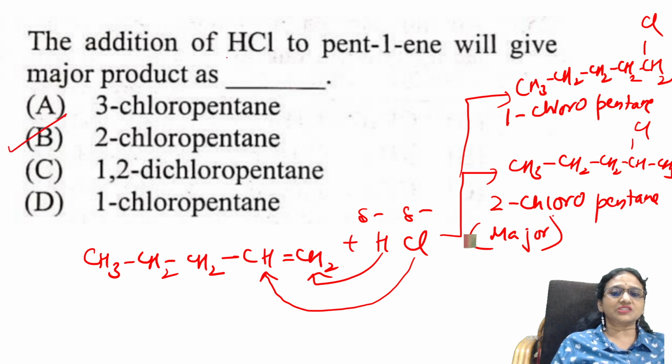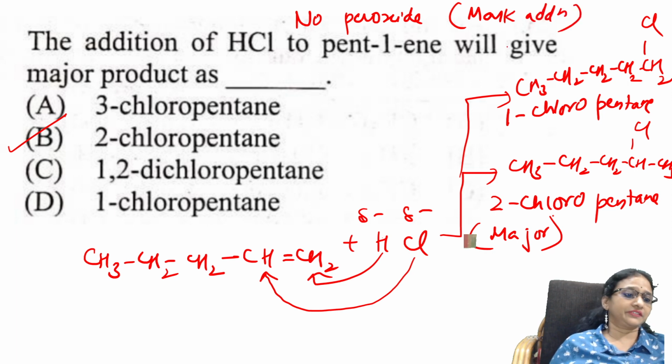See, there's no peroxide in this. Correct, students? There is no peroxide. Because there is no peroxide, you'll immediately think of it as Markovnikov addition. Is it okay? Perfect. Next question. Let's see the next question.